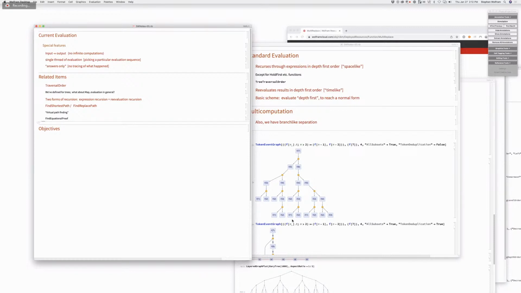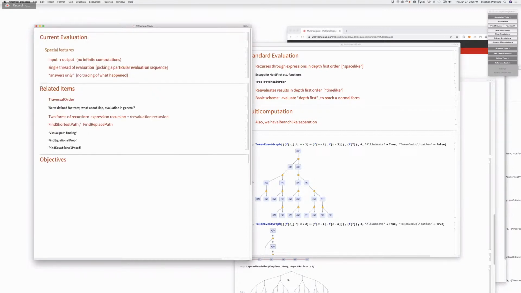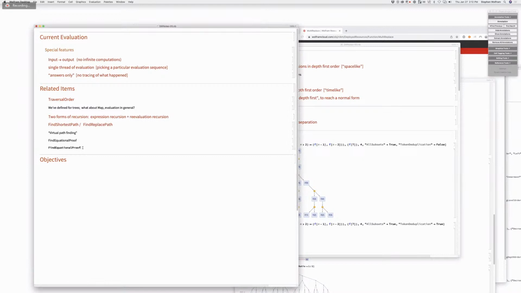Just for example, to give an example of this, we could say find equational proof of... what's a good example? Let's do something not super complicated. Well, the only one I ever remember is this one.